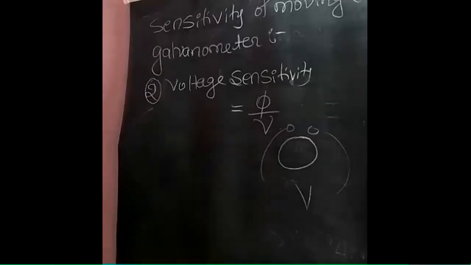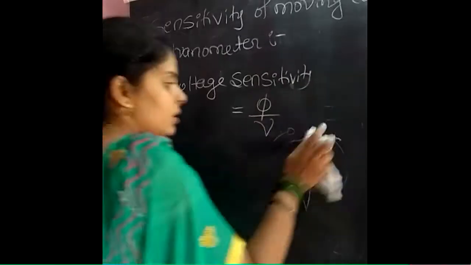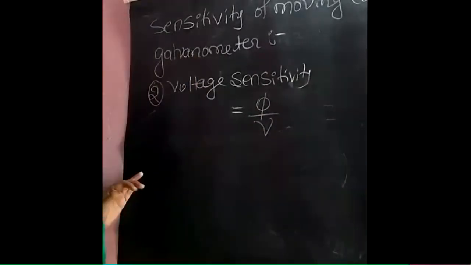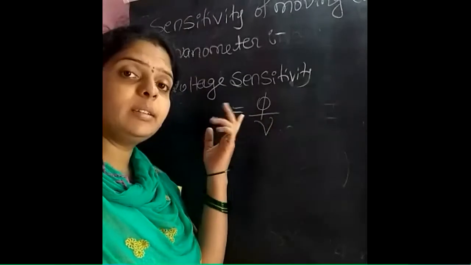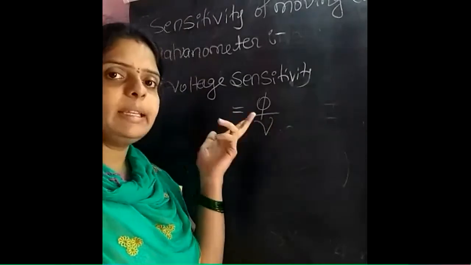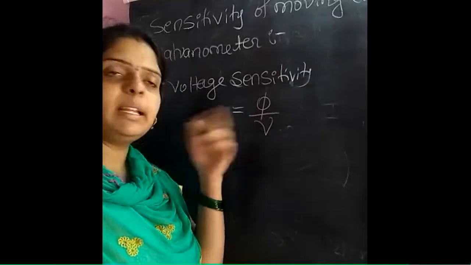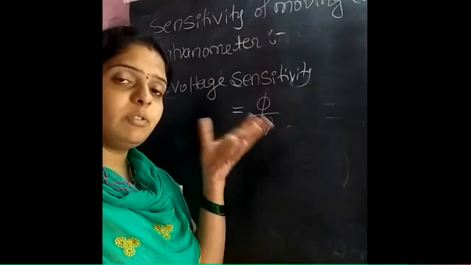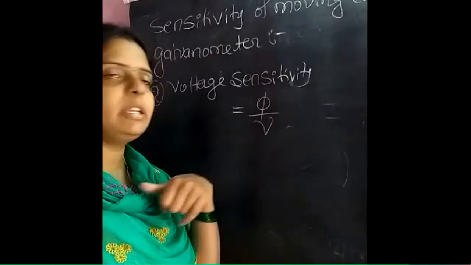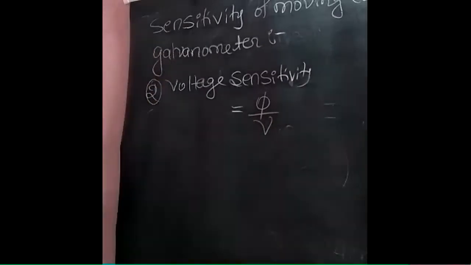Right? So here also what you can do, you can substitute the value of pi, and you can calculate the unit also. Again, here what will be the unit? Can anybody tell me? In current sensitivity, it is deflection division per ampere. What will be the unit in case of voltage sensitivity?